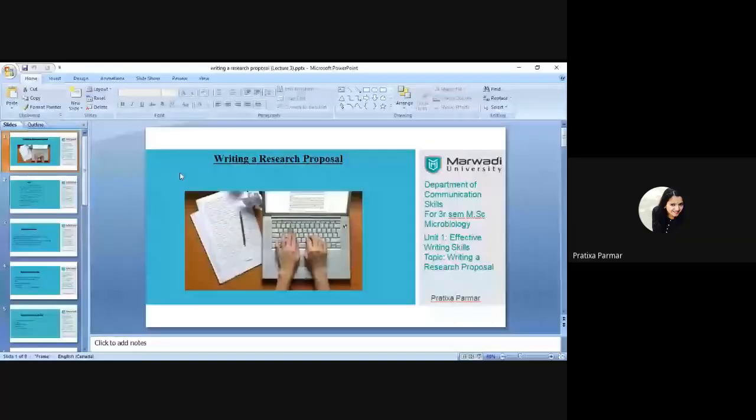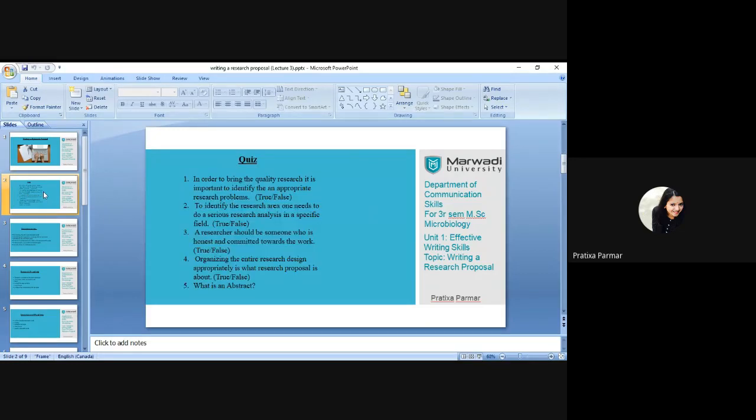In the last session we had a discussion about how to give an appropriate title to the research proposal, how to write an abstract, and how to write an introduction part. These are the 3 things that we discussed in the last session. Before we start today's session, I would like you to go through the quiz section and answer the questions. There are 5 questions and you have 6 minutes to attempt the quiz. Make sure all of you reply in the chat box. Go through the questions carefully and try to answer them.